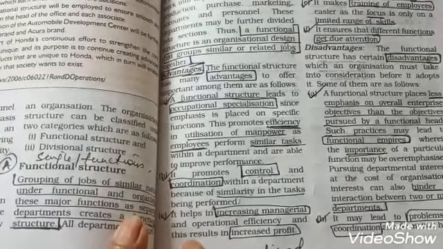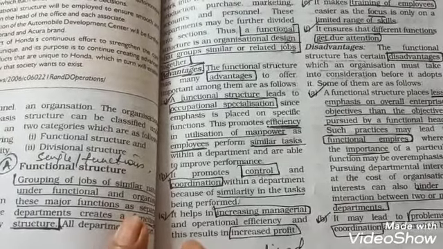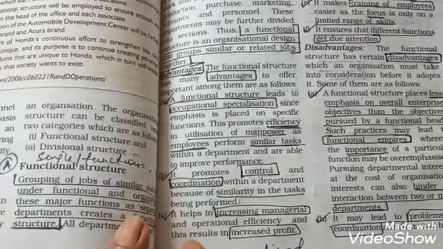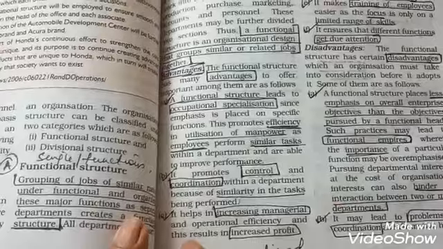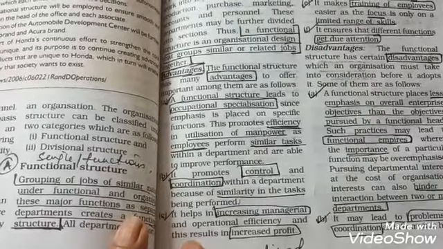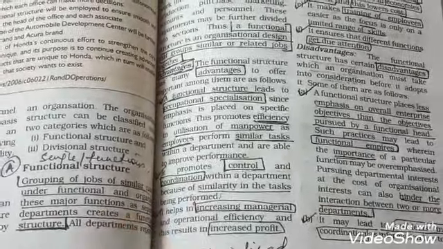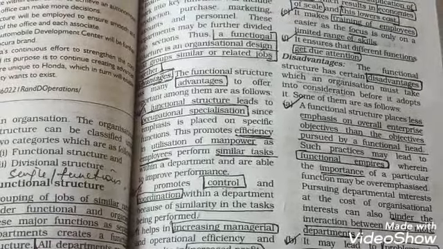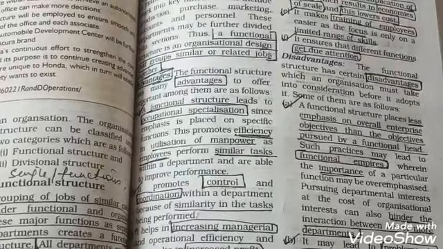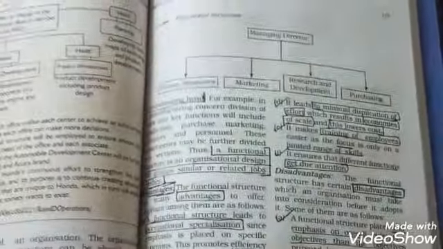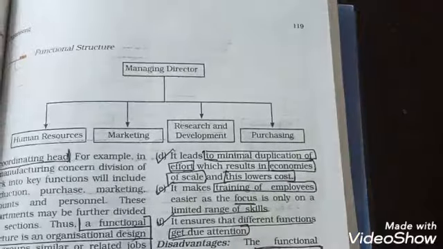Whenever there is a functional division, then there is managerial efficiency. There is specialization. Why there is specialization? Because we have divided the work on a same basis. Operational efficiency, because we know how to use the particular system of working, and that is why there is increased profits. Then there is minimum duplication of efforts.